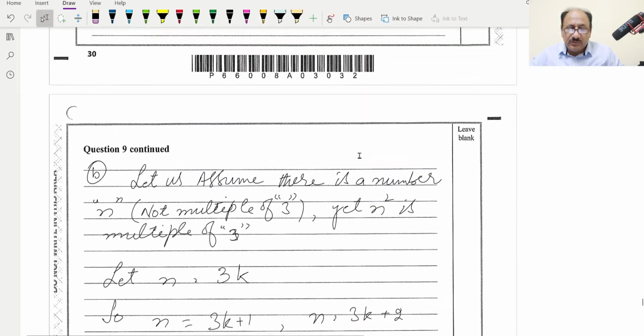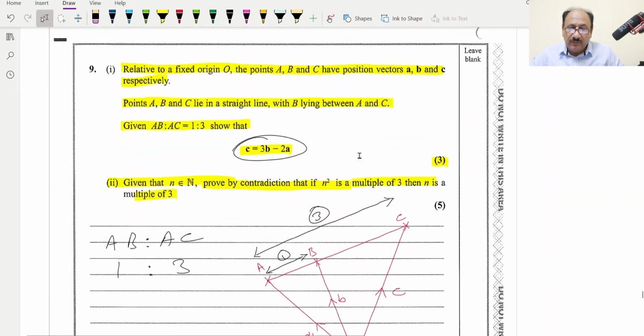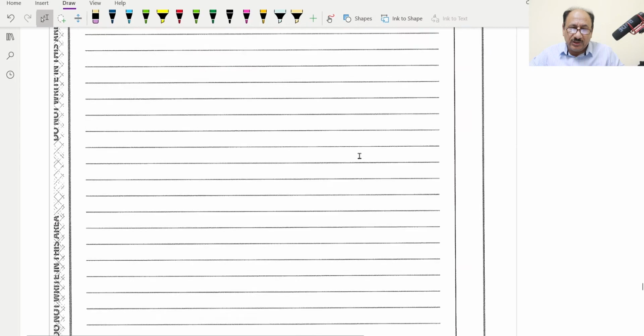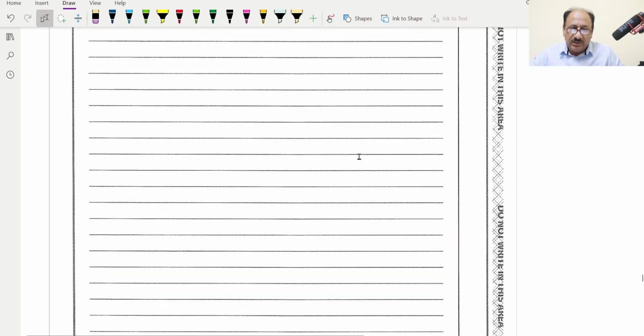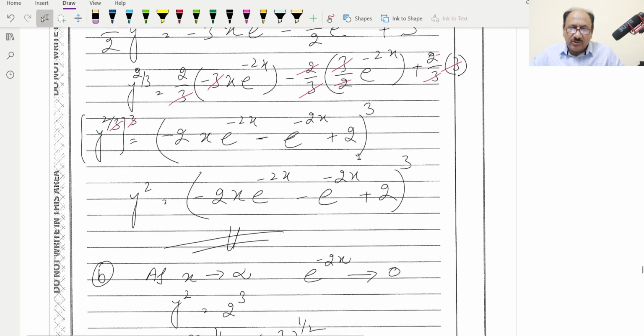And this was an unseen paper, and we have tried our best to explain as much as we can. So hopefully you understood each and everything.